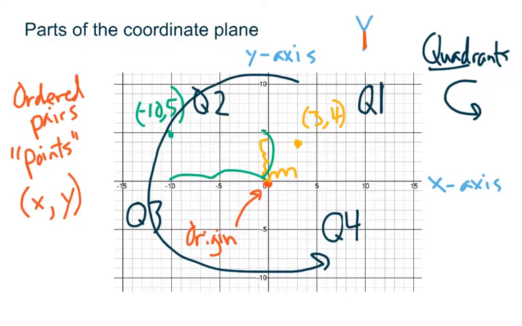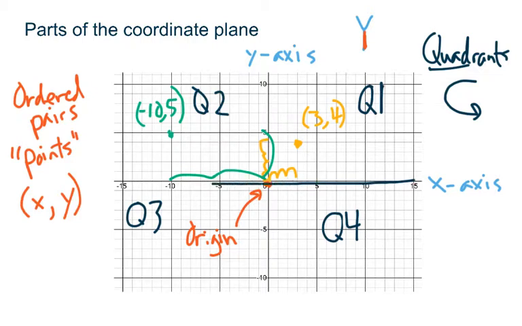And there's a little catch with the quadrants. The things on the X or Y axis are technically not in any quadrant. So if I were to take a point like this one right here, which would be 10, 0, this is not in quadrant 1 or quadrant 4. It's just in no quadrant. However, the yellow point right here is in quadrant 1, and the green point is in quadrant 2.